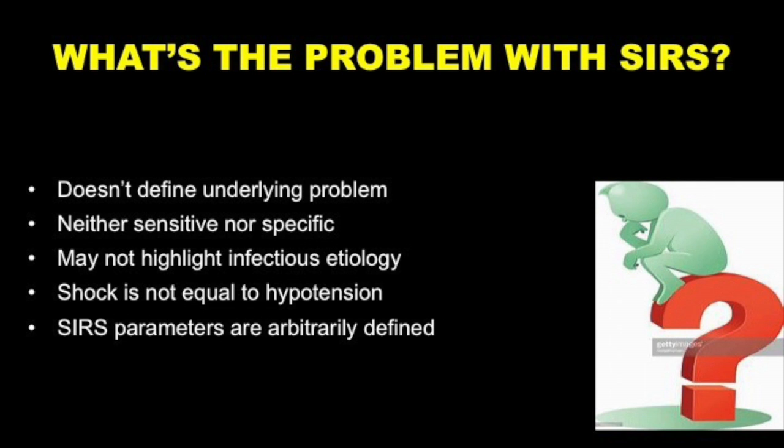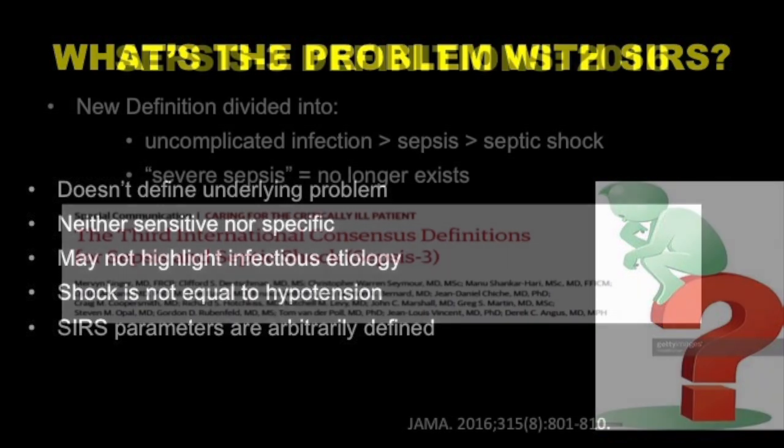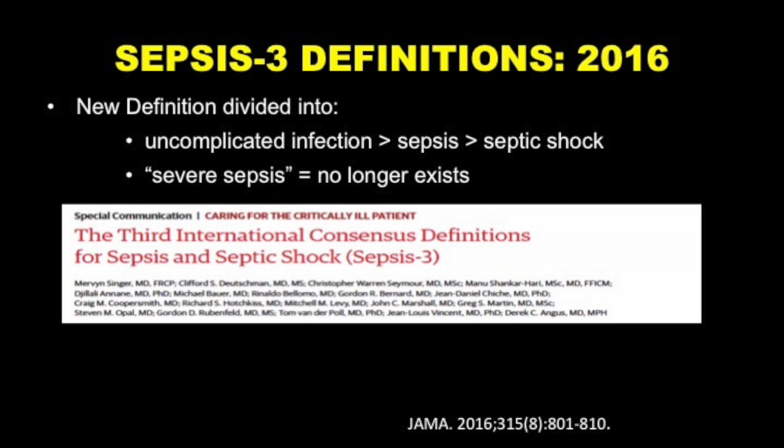And so in 2016, we came up with the sepsis-3 definitions, which divided infection into uncomplicated infection, sepsis, and septic shock. Got rid of severe sepsis altogether. Okay.